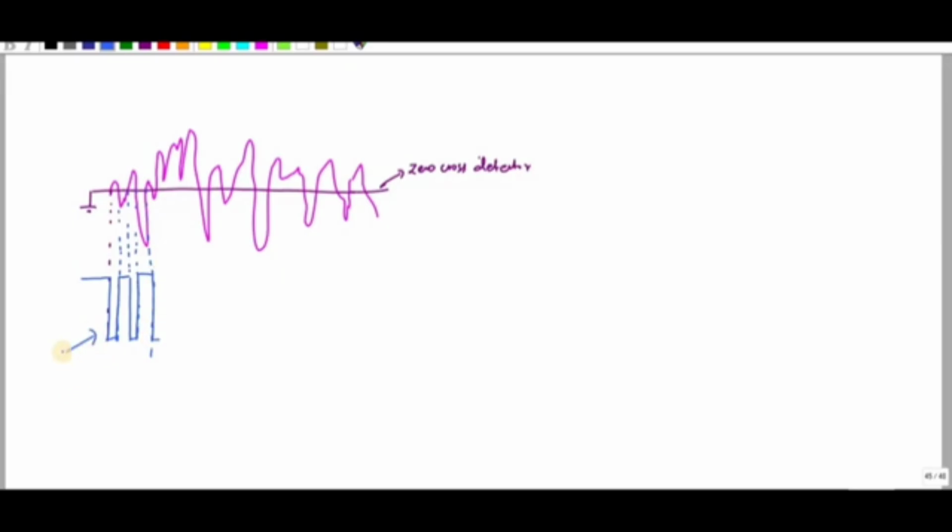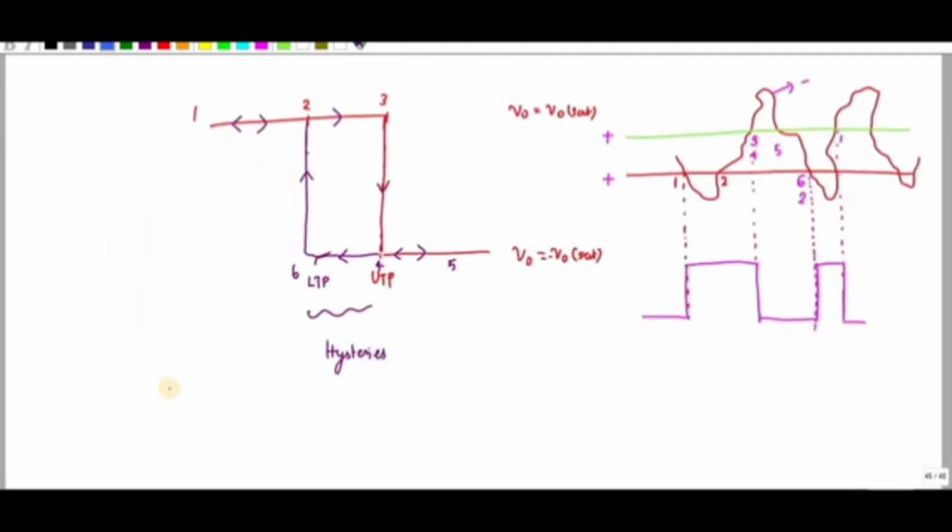This can be avoided by using a Schmitt trigger. The multiple triggering around the zero level can be avoided by using this Schmitt trigger. So this is the input and output characteristic, the hysteresis, of a Schmitt trigger.